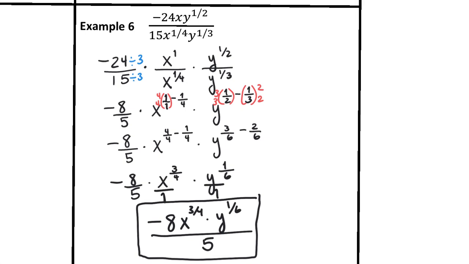Oh, and the last thing I want to highlight is just remembering over here that these two pairs of fractions had a common denominator. That's why I was able to subtract them, right? Because the x's had a common denominator and the y exponents had a common denominator.